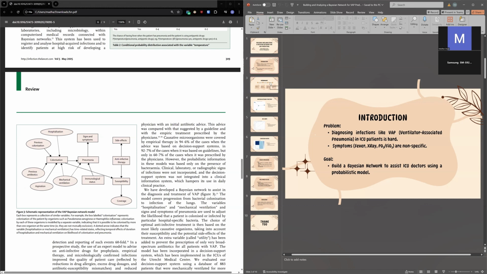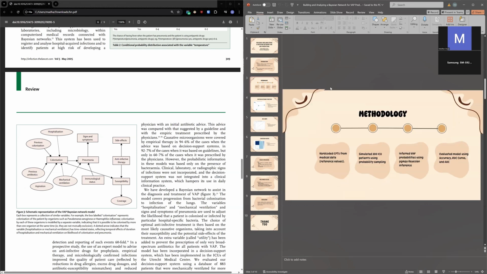In our methodology, we have hard-coded CPTs from medical data, the reference values. There are 300 ICU patients for the probability sampling, and we're inferring the VAP probabilities using Bayesian inference. We're evaluating things like accuracy, ROC curve, and area under the curve.